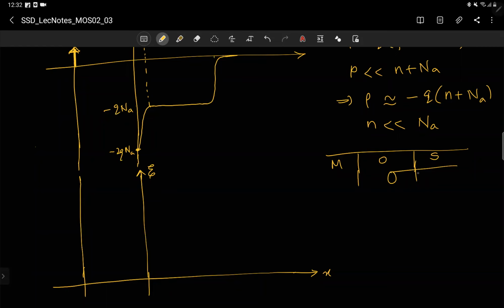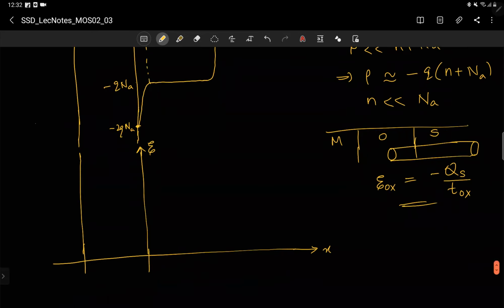If you take a Gaussian pillbox like this, we have seen earlier, in the morning class, that epsilon ox E ox should be equal to minus Qs, with a minus sign because the electric field direction is this. We have seen this derivation in the morning class. So E ox, the electric field in the oxide, should be equal to minus Qs by epsilon ox. But what is Qs?